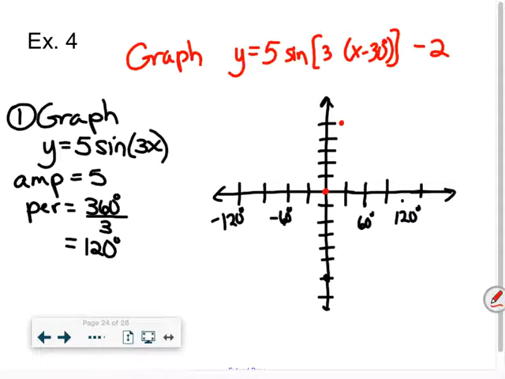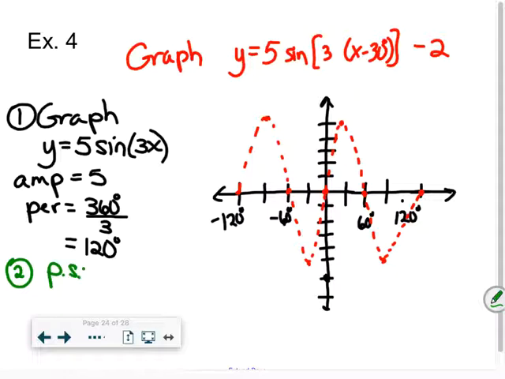Okay, so 0, 0, up 5. Here's 0. Then I go to -5 and 0. So this one really is a big stretch. And then continue the pattern. Step 2, my phase shift is right 30 degrees. And my vertical shift is down 2.